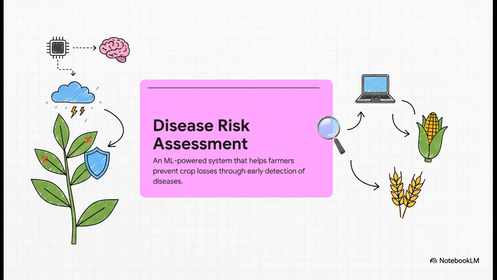Next up is disease prevention. And this is a real game changer. This is about shifting from being reactive to being proactive. Instead of waiting to see sick plants and then scrambling to fix it, this system analyzes all the conditions to flag the risk of disease before it even starts. That could literally save an entire harvest.